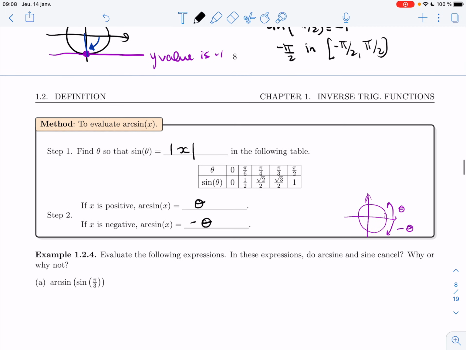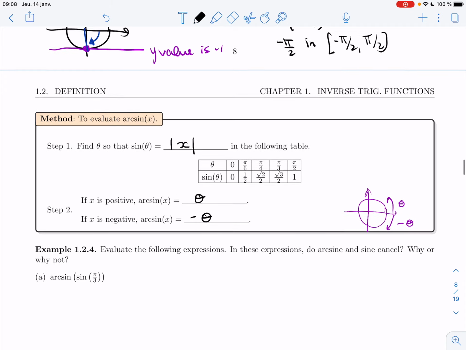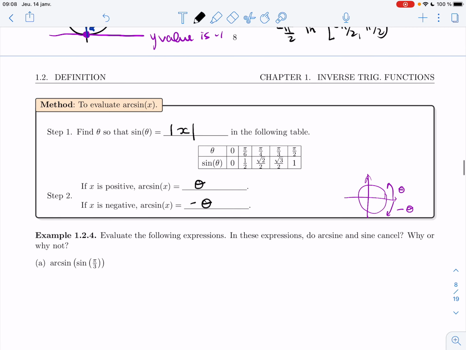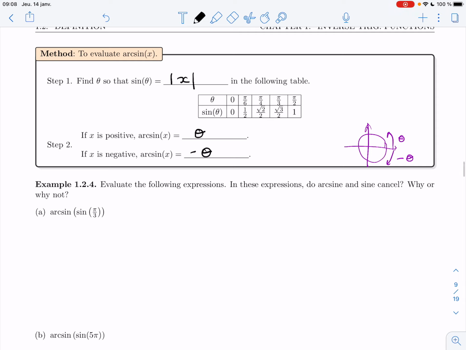All right. Let's do example 1.2.4. I want to evaluate the following expressions. It's going to give us a bit of practice with this, but also the goal of this example is to see whether arcsine and sine cancel. Why or why not? All right, so arcsine and sine are inverses, but they're not full inverses. We had to restrict the domain of sine, and that's going to come into play. All right, let's start here.